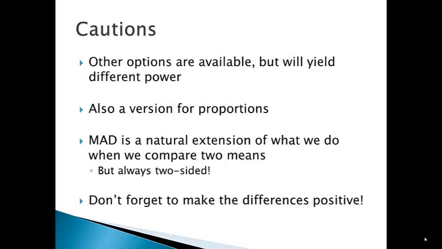A few words of caution: there are other options available, but they will yield different power, and in fact we'll look at a different version called an F statistic when we do a theory-based test. There's also a version of the MAD statistic when comparing multiple group proportions. Third, the MAD statistic is a natural extension of what we do when we compare two means. But keep in mind that because of the absolute value, in other words, that you take those differences and you make them positive, the MAD statistic will always be like a two-sided test, and that is looking for differences in the groups in any direction.